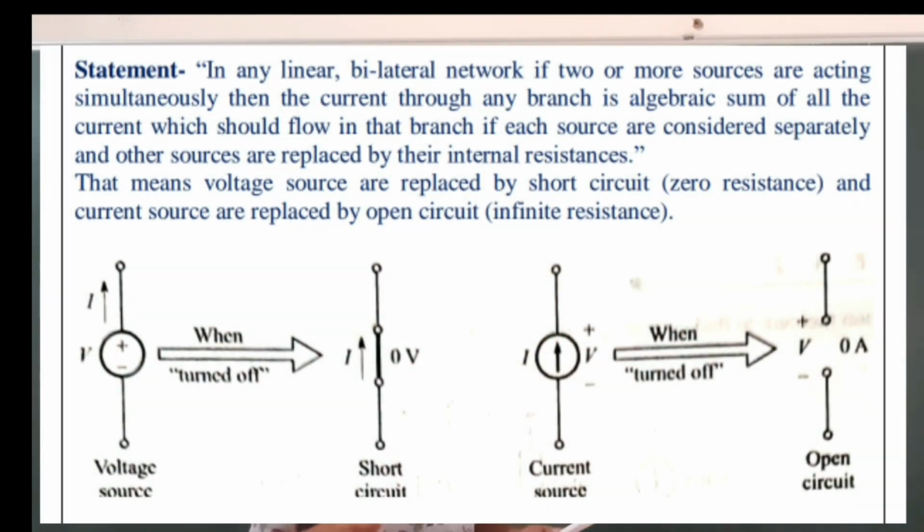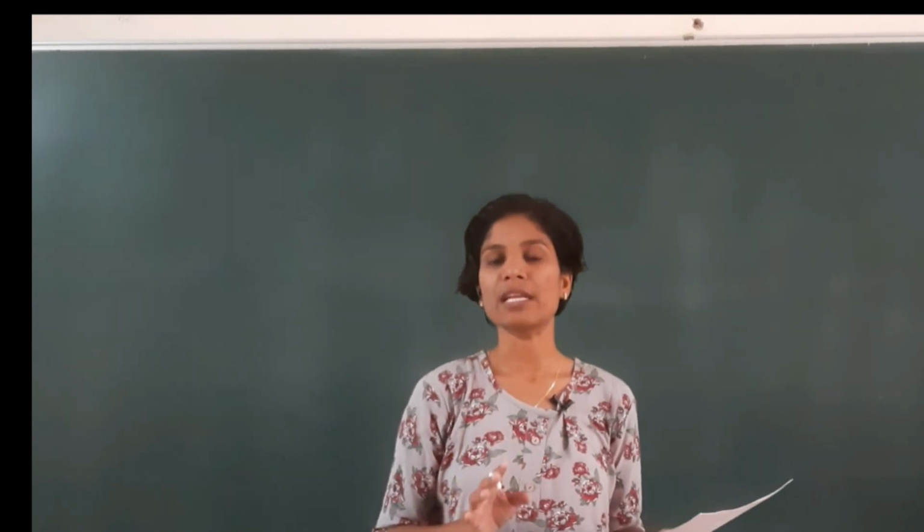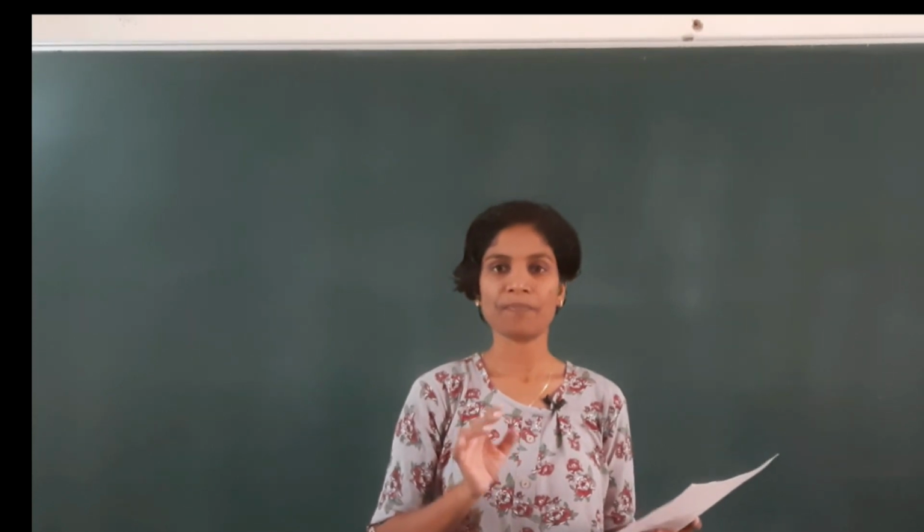In any linear bilateral active network, if 2 or more sources are acting simultaneously, then the current through any branch is algebraic sum of all the current which would flow in that branch if each source is considered separately and other sources are replaced by their internal resistances, right? So this is the statement, and in this statement we have mentioned the current through any branch, and we know that is also applicable for voltage across any branch. Okay, superposition is also applicable for current as well as voltage calculation, right?